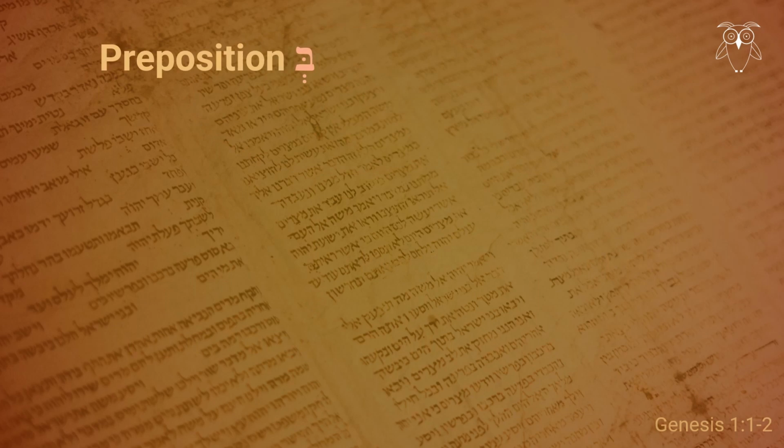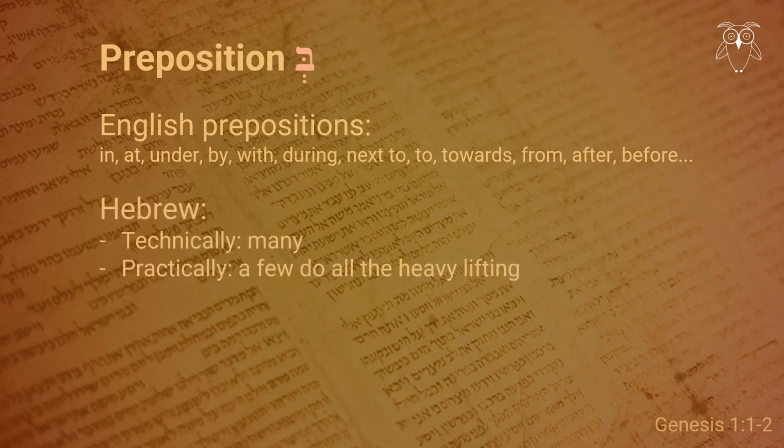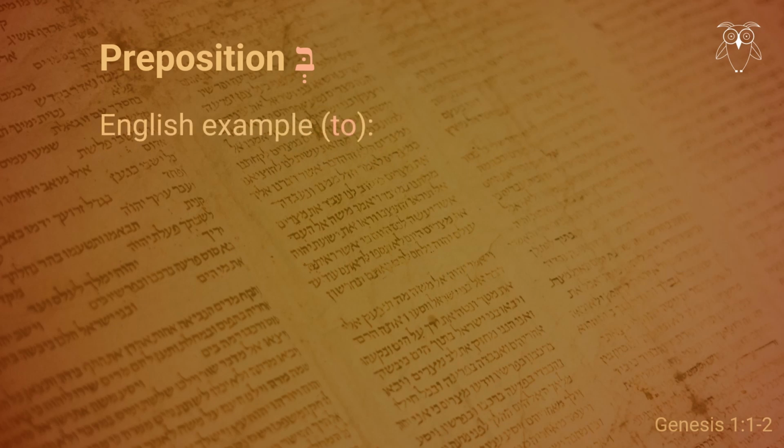Let's begin with be. In English, we have a large variety of prepositions. For example, in, at, under, by, with, during, next to, towards, from, after, before, etc. Biblical Hebrew, however, has significantly fewer prepositions. Or, well, technically they do have a lot of them, but in practice most are rarely used, and a handful are used all the time. This means that these commonly used prepositions can fulfill a large variety of roles.